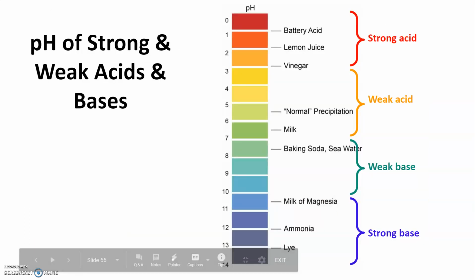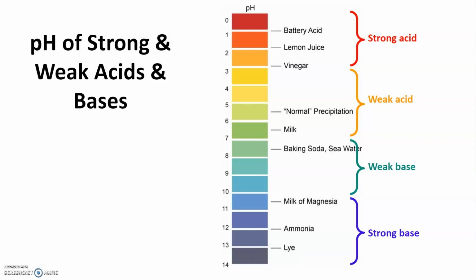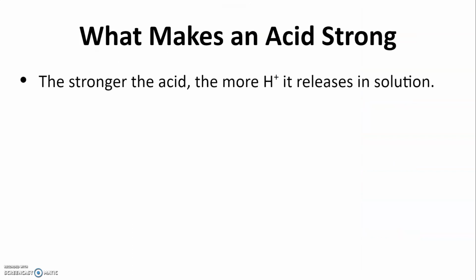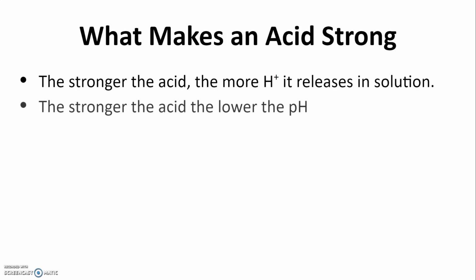So let's talk about strong versus weak acids. What do we mean by that? One way that you can think about strong versus weak acids is on this pH scale. Remember, the lower you are on the pH scale, the stronger the acid is. So what makes something a strong versus a weak acid, or even a strong versus a weak base? The stronger the acid, the more H+ is released into the solution, therefore the lower the pH.